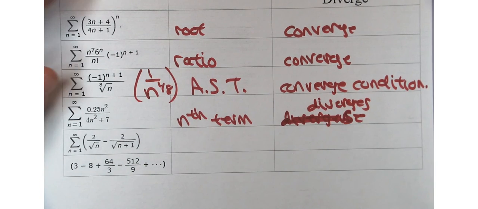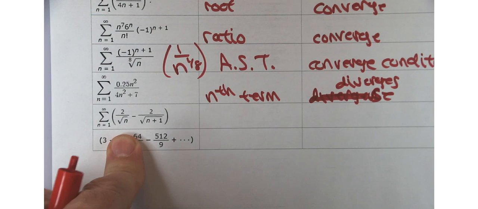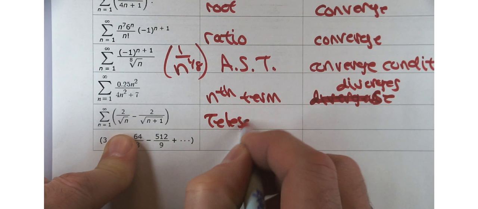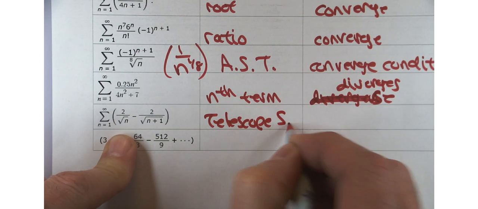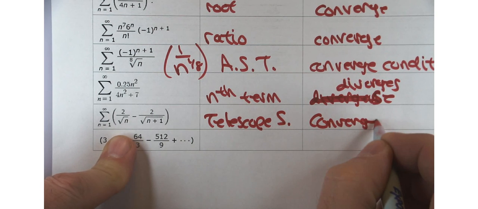Okay. What do you think we're going to do here? What's this one look like it's set up for? Telescoping. Yeah. Telescoping series. And that one's going to converge. How about the last one?